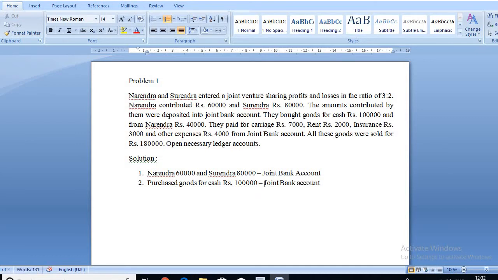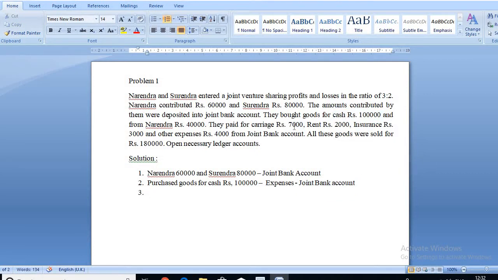It's an expense, and this expense is paid through the joint bank account, because here there is no specific information. They said only that they bought goods for cash rupees 1 lakh, with no clear information whether it is paid by Narendra or Surendra. That's why this 1 lakh rupees is paid through the joint bank account. Come to the next transaction.